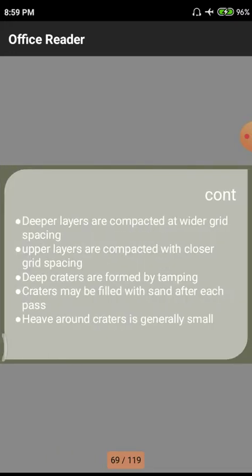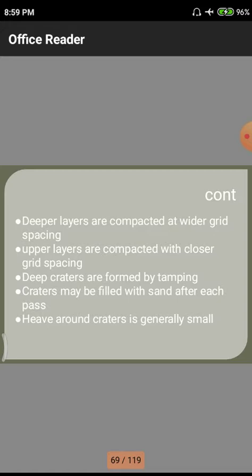Next one, deep layers are compacted at wider grid spacing. Wider means we are having a huge amount of gap. Normally in cricket we use this term wide. That means there may be a lot of gap between the wickets and the ball, so it is given as a wide. Likewise, from point to point we have a wider grid spacing. That means a huge amount of spacing we need to give.